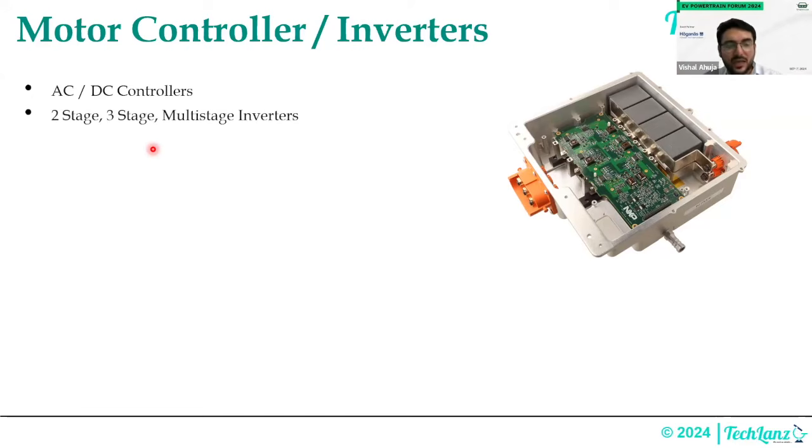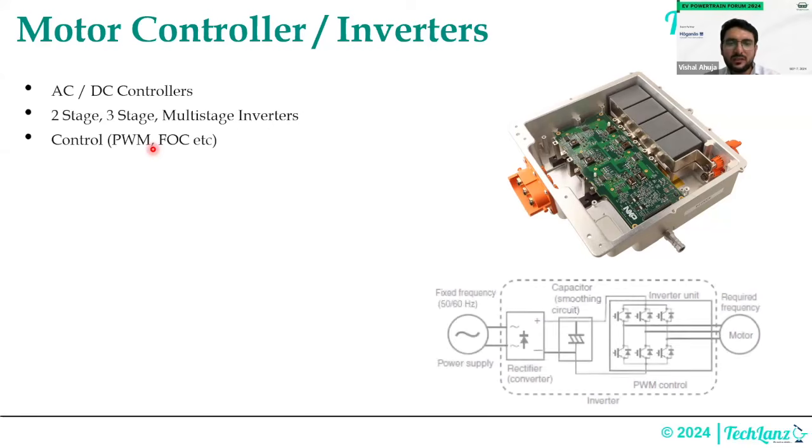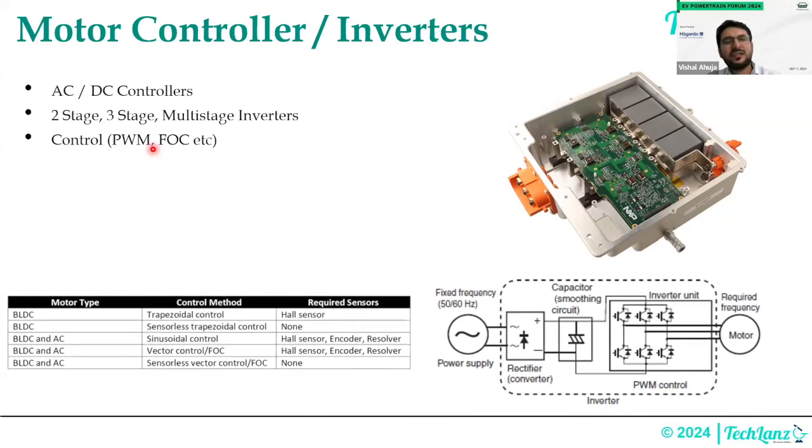The inverter you're having is a two stage, three stage, or multi-stage inverter, which controls the efficiency and the torque ripples, right? What kind of controls are you having on that controller? Is it PWM control, FOC control, vector control, right? So these kinds of things you'll be deciding. Is it trapezoidal, sinusoidal, right?